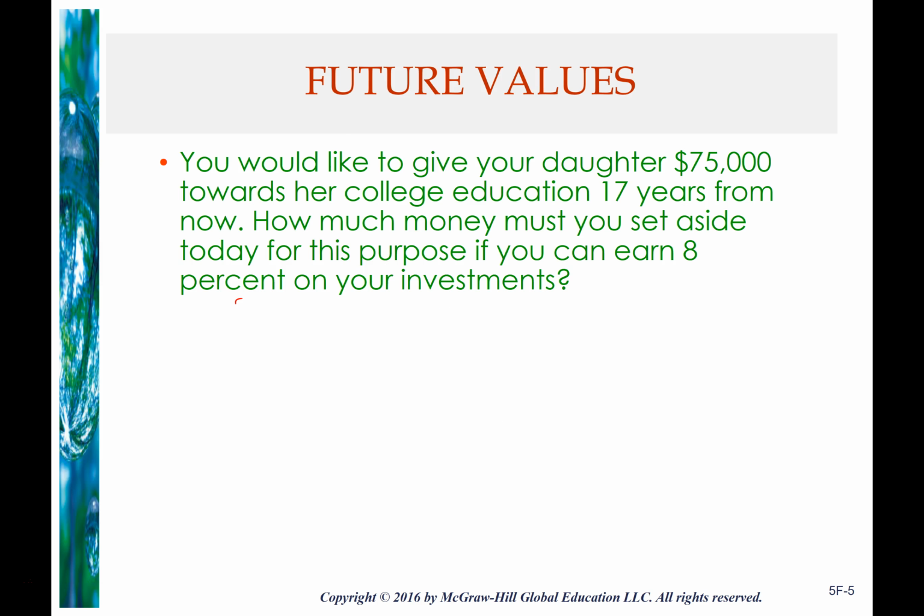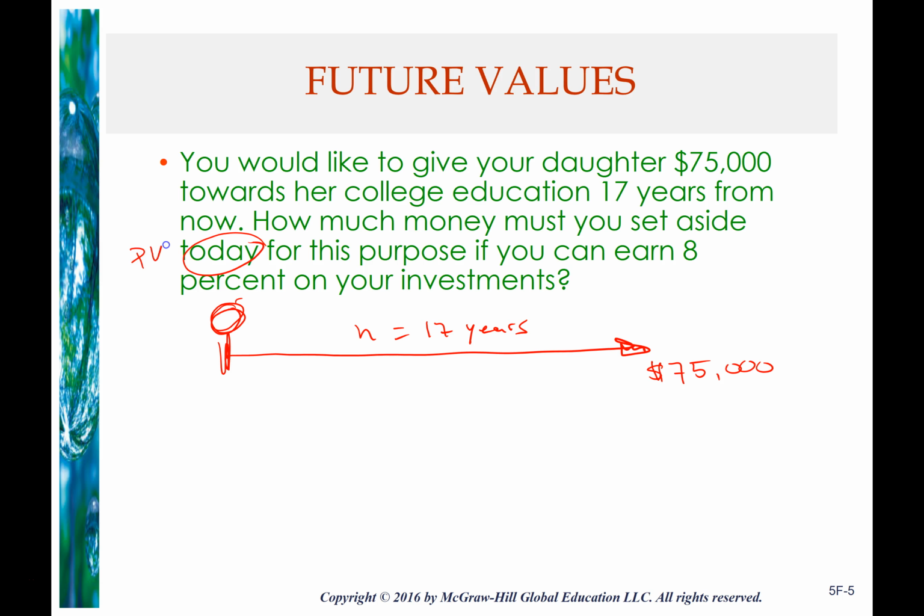Next problem. You would like to give your daughter $75,000 towards her college education 17 years from now. So now is the start, and 17 years is the future. You would like to give her $75,000 towards her college education. Your n will be 17 years, so this line represents 17 years. How much money must you set aside today? That is your present value. Key indicator: today, present value.